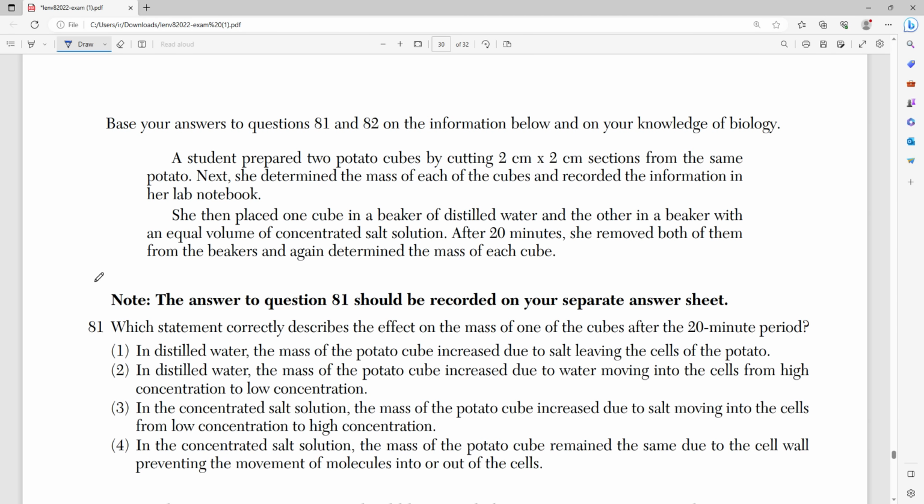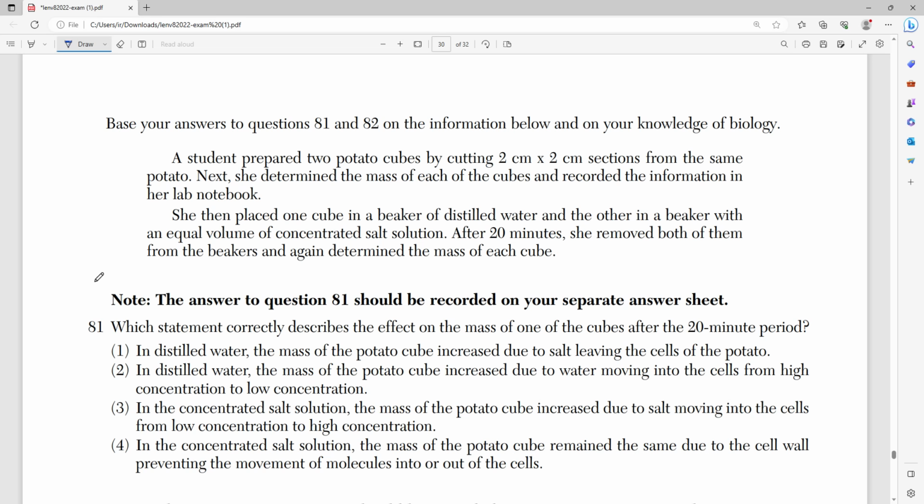So base your answers to questions 81 and 82 on the information below and your knowledge of biology. A student prepared 2 potato cubes by cutting 2 centimeter by 2 centimeter sections from the same potato. Next, she determined the mass of each cube and recorded the information in her lab notebook. She then placed one cube in a beaker of distilled water and the other in a beaker of equal volume of concentrated salt solution. After 20 minutes, she removed both of them from the beakers and determined the mass of each cube. Which statement correctly describes the effect on the mass of one of the cubes after the 20-minute period, right?